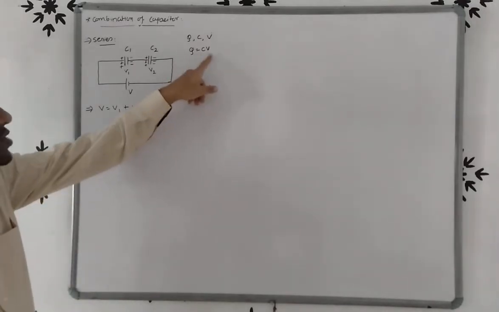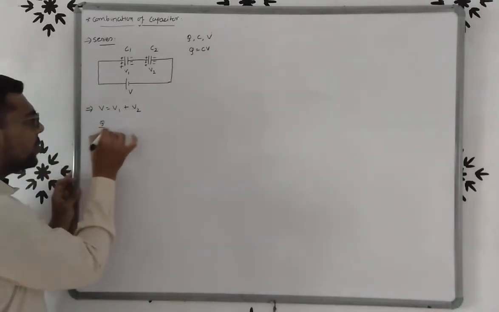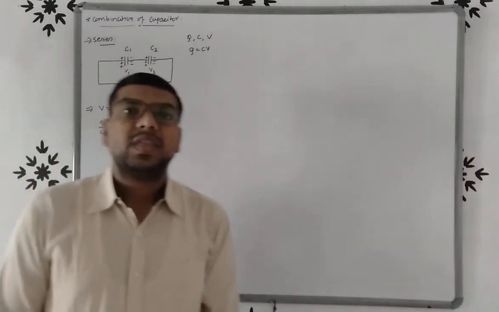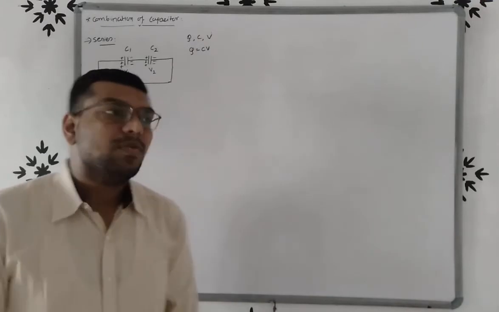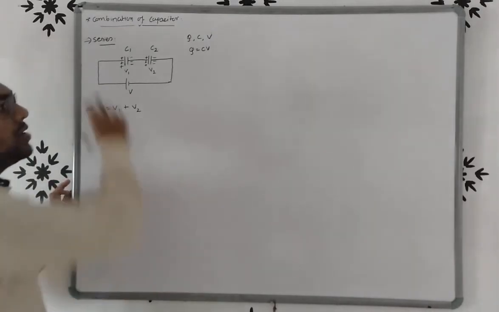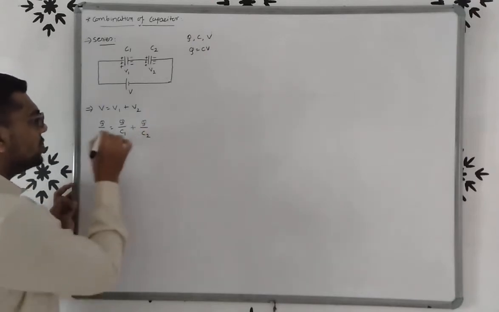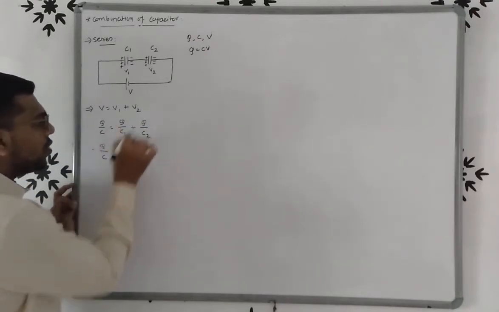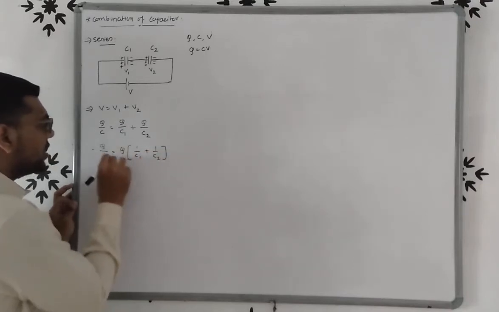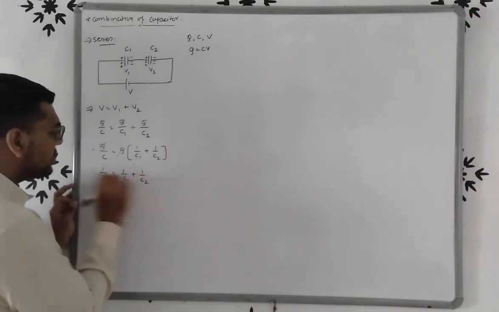But we know that Q is equal to CV, so V is equal to Q upon C. Instead of V we can write Q upon C. V1 is Q upon C1, because in series combination V changes but Q is constant. Plus V2, that means Q by C2. Here we take Q common, so 1 upon C1 plus 1 upon C2. Q cancels, so 1 by C is equal to 1 by C1 plus 1 by C2.